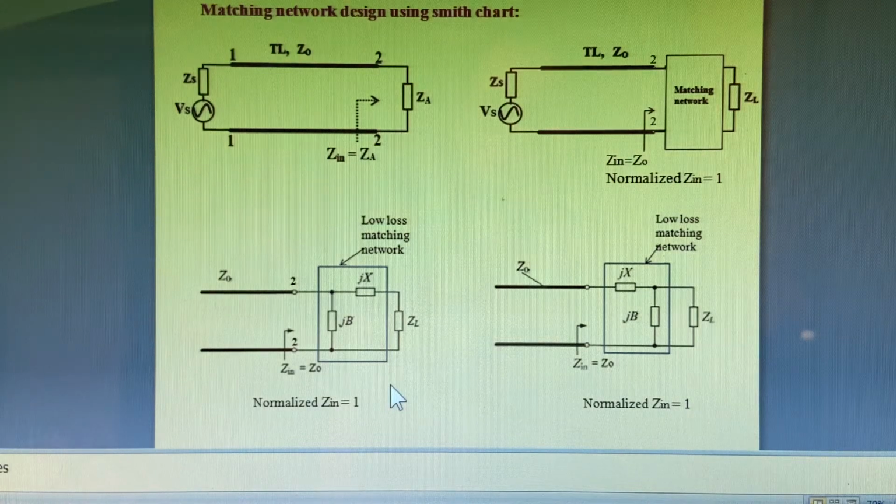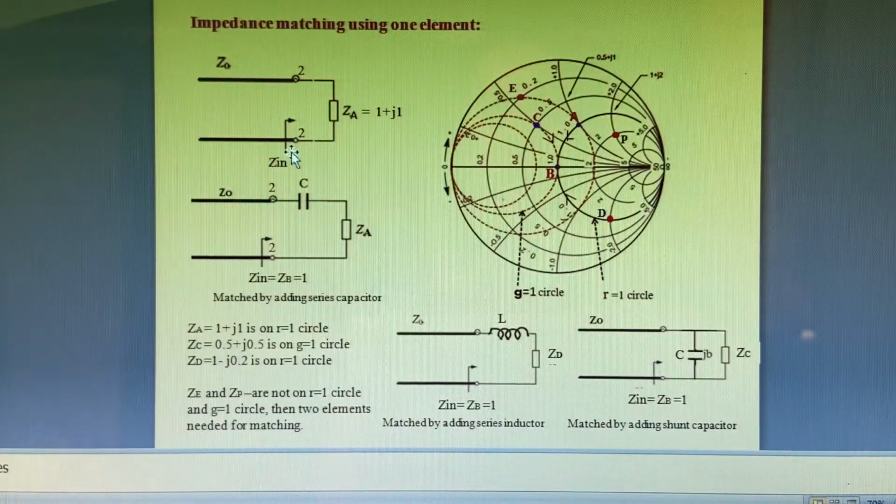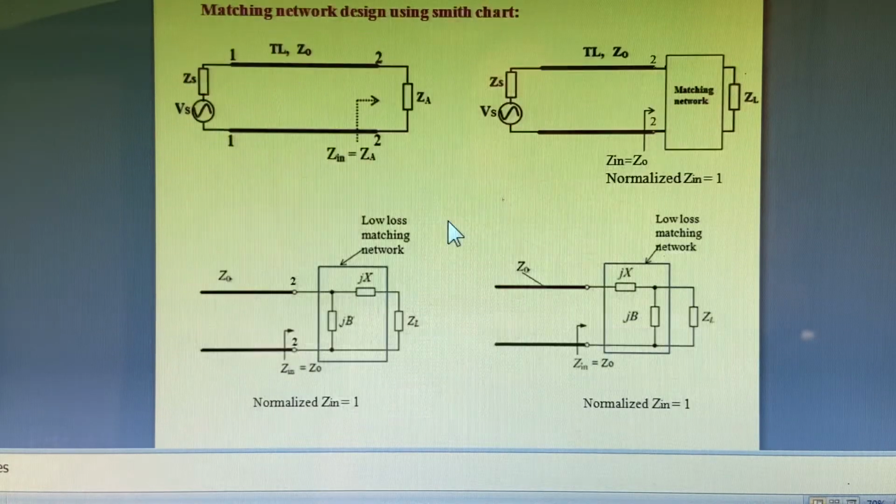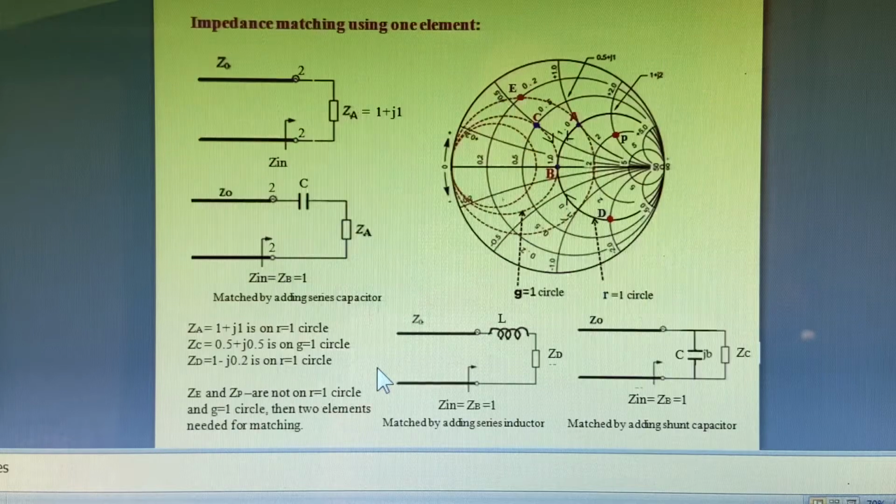So in the next topic, we will see how to get the values of these elements using a Smith chart. Here, impedance matching using one element. As we saw here, based on the value of load impedance ZL, it may need only one element to get an impedance here equal to Z0, or it may need two elements, or it may be three elements. Now we will see when we can use one element to get an impedance matching here.